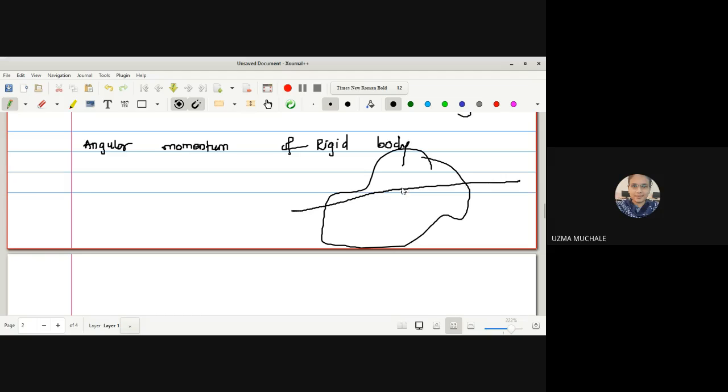Suppose this is a line passing through this region, which we have fixed. Now suppose this is the velocity vi, and say this is the position vector ri, and here we can have the angular velocity omega.